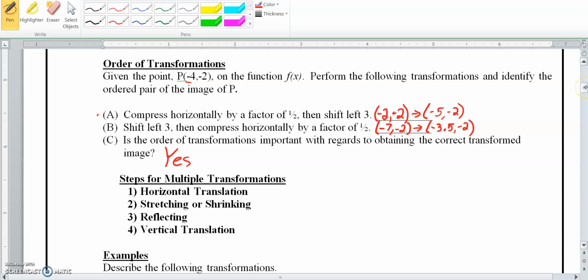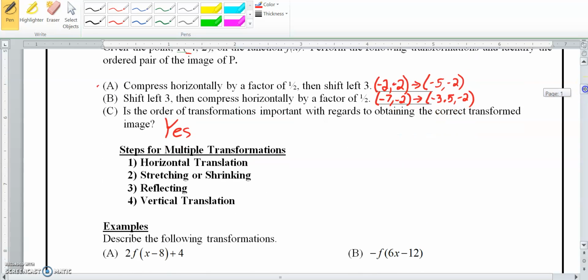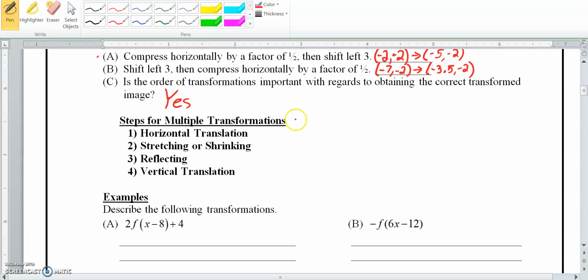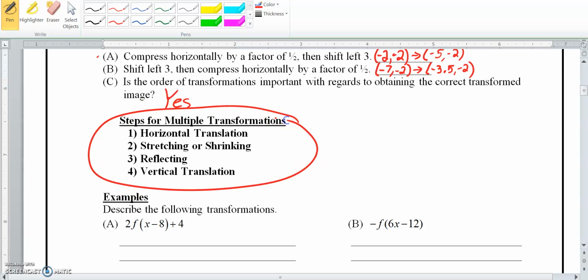So if you're looking at the middle of the screen now, this is the order of operations for transformation. Just like we have an order of operations in algebra, where we take our parentheses, our exponents, then we multiply, divide, and add, subtract, here our first step is all of our horizontal translations, then any stretching or shrinking, then any reflecting, and then finally our vertical translation. So we start with the horizontal shifting and we end with vertical shifting.